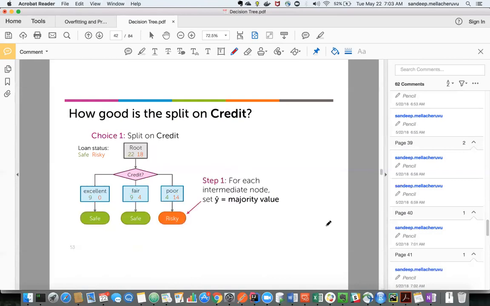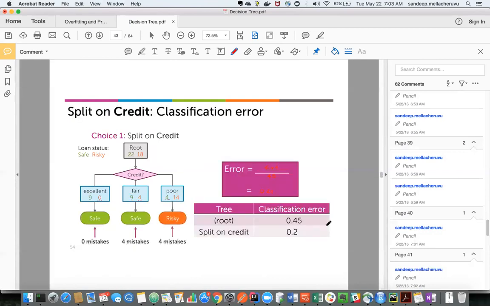Now, if I split on credit, you get 0.2 as the final error after splitting. Earlier it was 0.45 on the root node. Now we split on credit, we get 0.2 as the classification error. So the error got decreased.